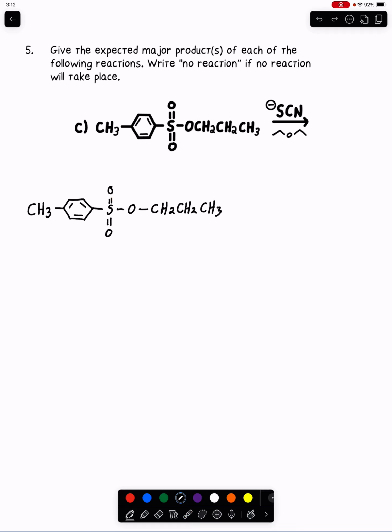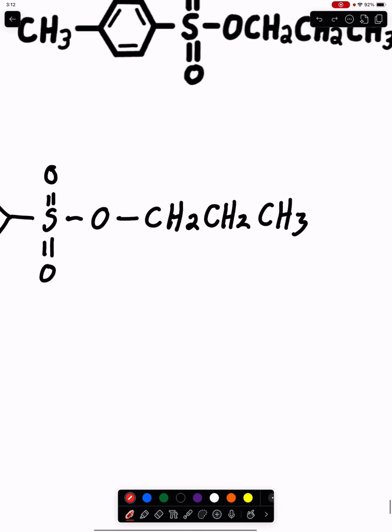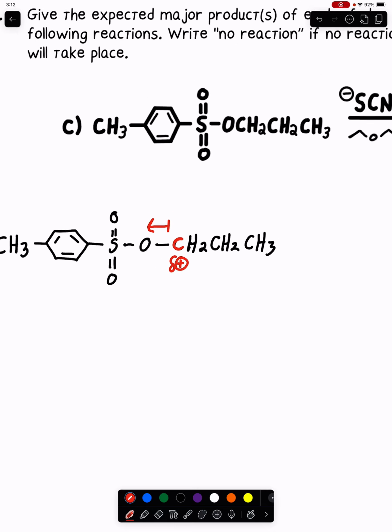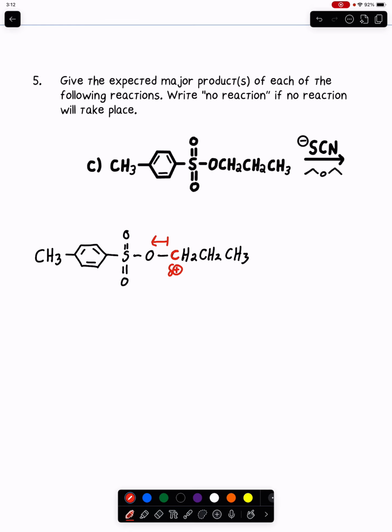We also have to keep in mind that this oxygen is pulling electron density from this carbon, which I'm going to put in red, which means that carbon is getting a buildup of positive charge. And if it's getting a buildup of positive charge, it's going to be susceptible to attacks by nucleophiles.